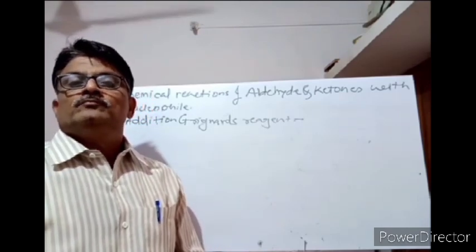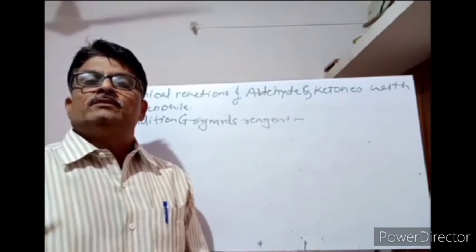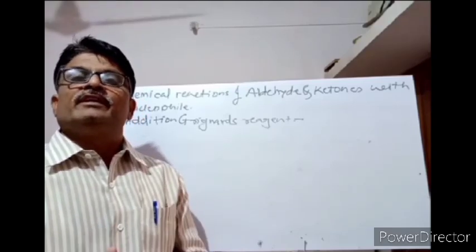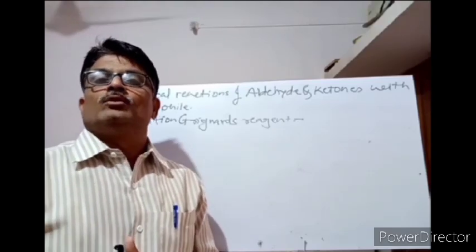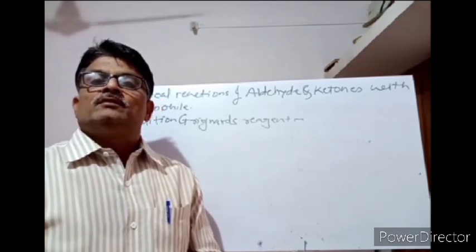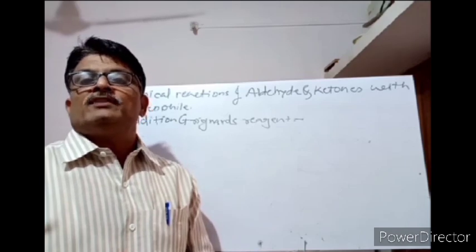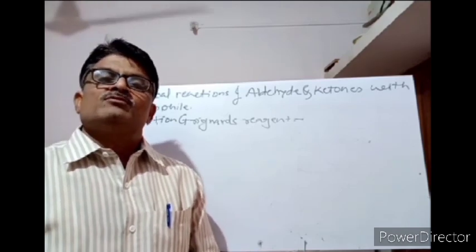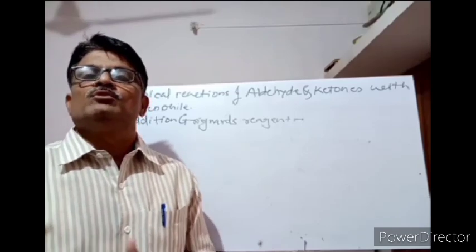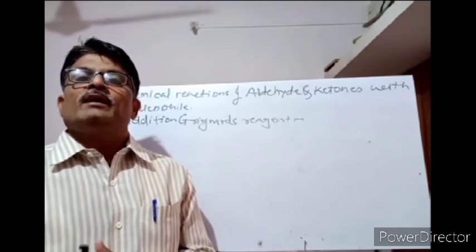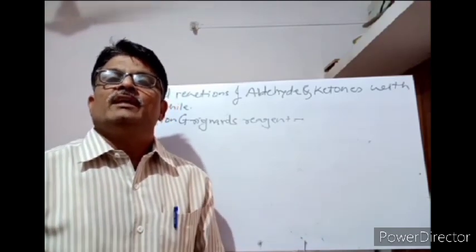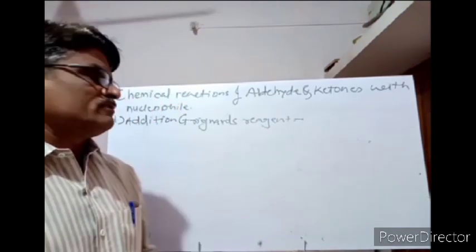Acetaldehyde, or ethanal, with methyl magnesium bromide gives a complex which on hydrolysis gives a secondary alcohol, and ketones on reaction with a Grignard reagent, especially in the presence of dry ether, give a complex which on acid hydrolysis gives a tertiary alcohol. All these reactions take place in the presence of dry ether. That reaction we saw in a previous chapter. We will see it here.